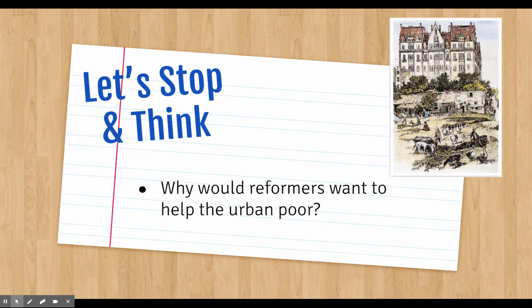So let's stop and think. Why would reformers want to help the urban poor? So in this picture, kind of showing the contrast that you could possibly see in the city. You would have very rich areas, noted by this building in the back, next to slum neighborhoods. Maybe not this close, but this gives you that idea.